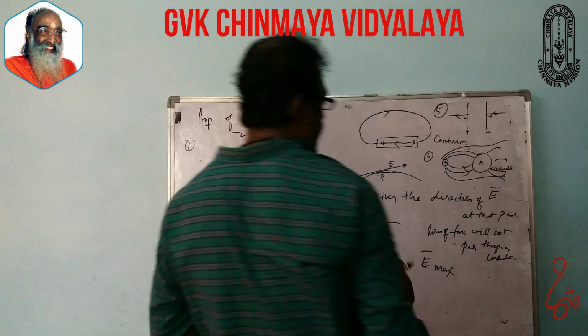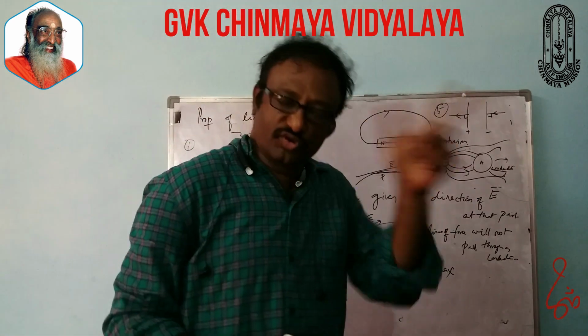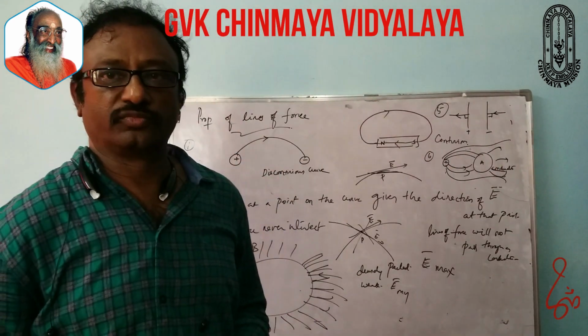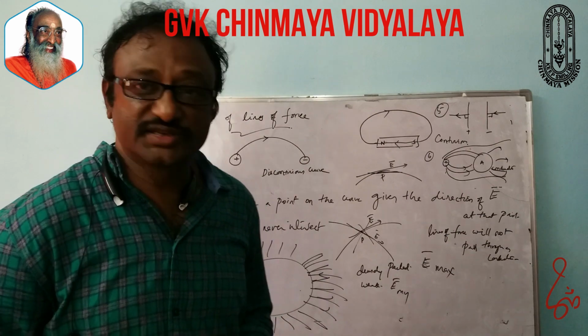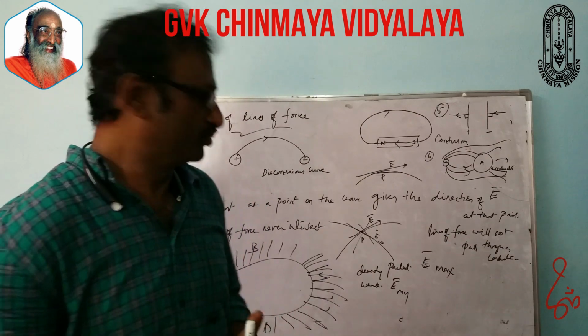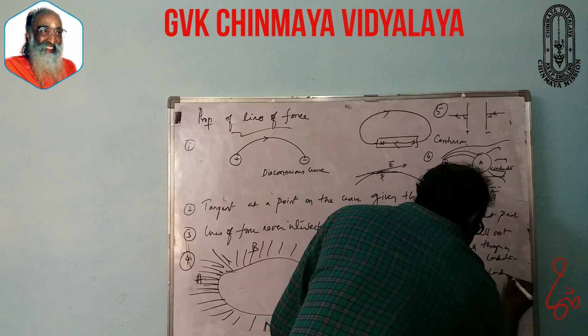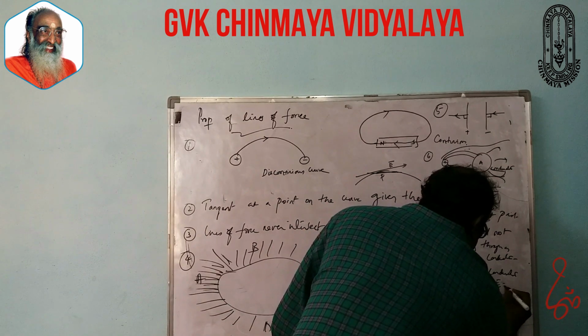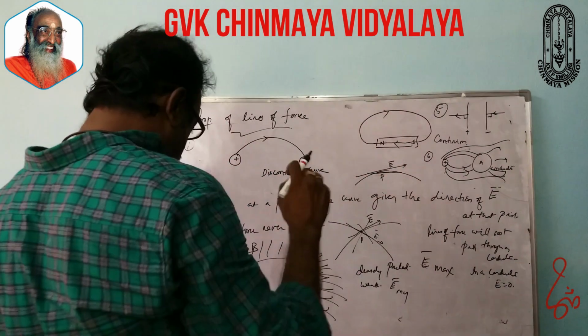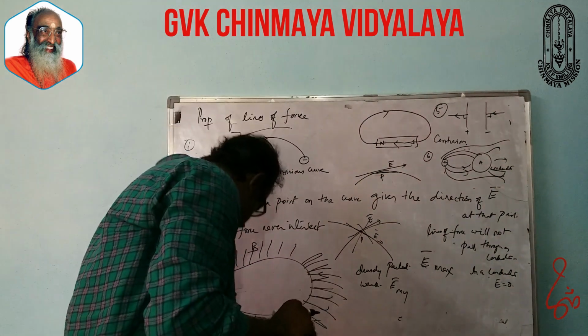And here, a very good question for you. If they do not pass through a conductor, what will be the electric field intensity in the conductor? Zero. So inside a conductor, E is 0.